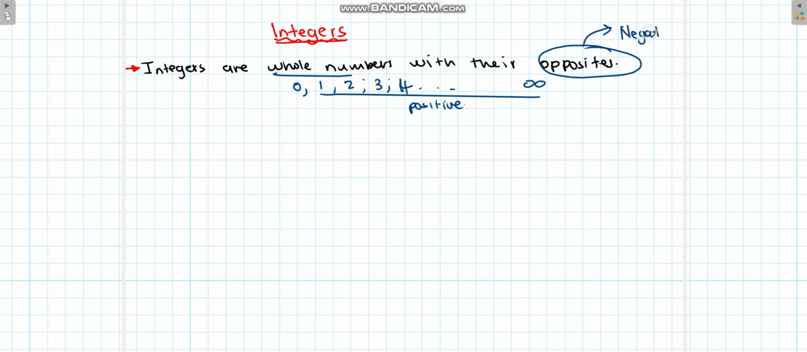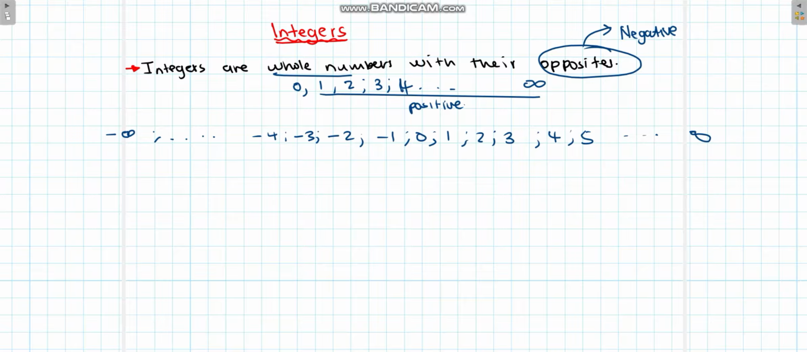The negative numbers. So it's from negative infinity, and then -4, -3, -2, -1, 0, 1, 2, 3, 4, 5, and so on, up until positive infinity. So those are what? Integers. So we'll be adding our integers, multiplying our integers, subtracting our integers, and also dividing our integers. Okay, so before we do that, let's go straight to our questions now.